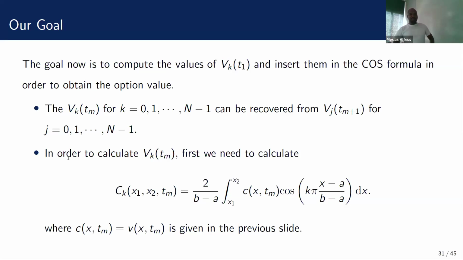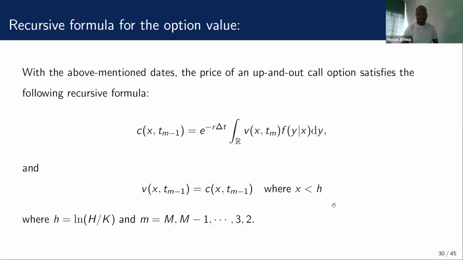So in order to do that, we'll have this VK at time Tm. How do we get that? I will calculate this function that we're going to call CK, and then it's given by this. It's kind of similar to the previous case.